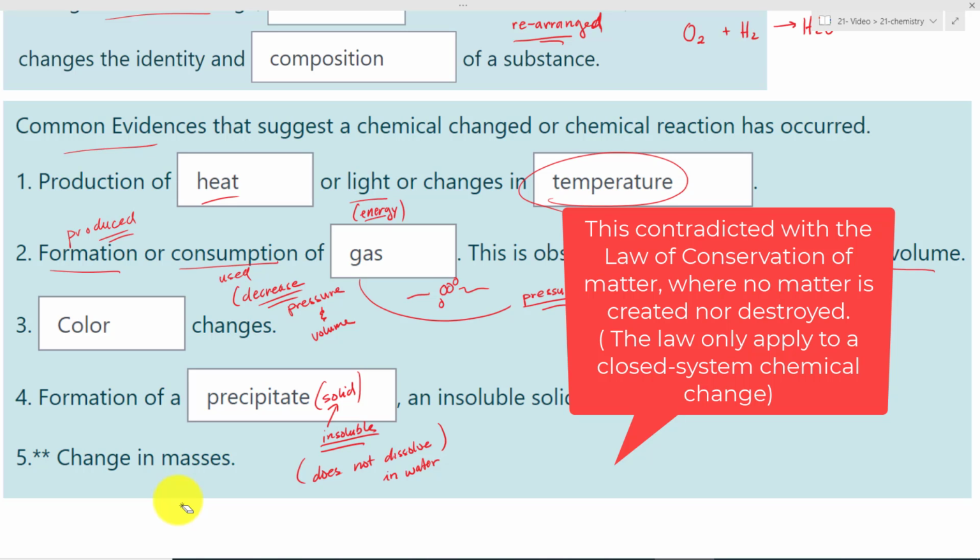Basically, during a chemical reaction, the bonds between atoms are broken, rearranged, and form new substances. Those new substances can have more mass or less mass. So this is a very common evidence that we don't really see until we actually measure it. And this is a very tricky one, okay?